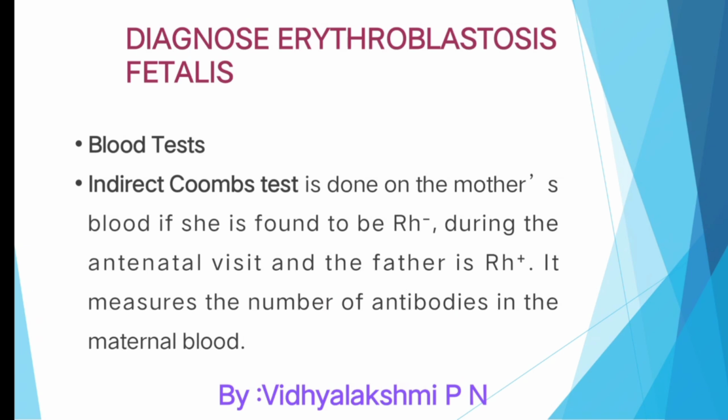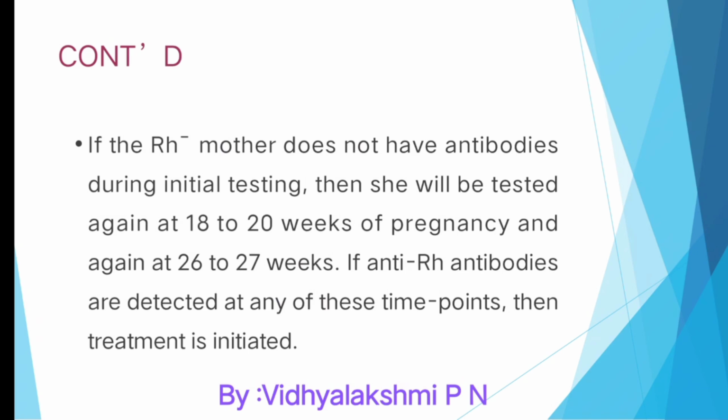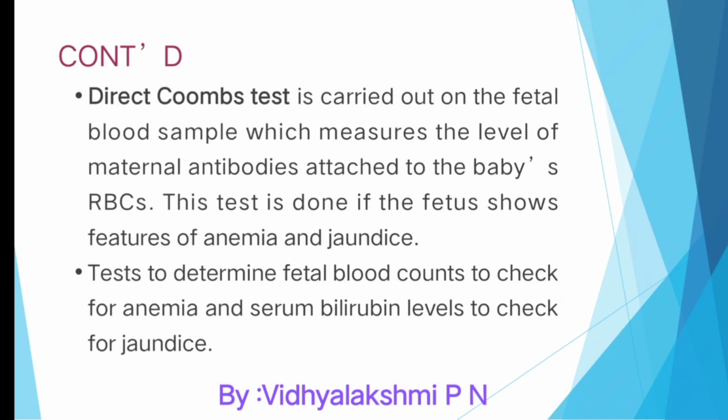Next is how we can diagnose this condition. One is blood investigation, that is the indirect Coombs test. It is done on the mother's blood. If she is found to be Rh negative during the antenatal visit and the father is Rh positive, this test will take place. If the Rh negative mother does not have any antibodies during the initial testing, again she will be tested by 18 to 20 weeks and again by 26 to 27 weeks. If anti-Rh antibodies are detected at any of these time points, immediately we will start the treatment.